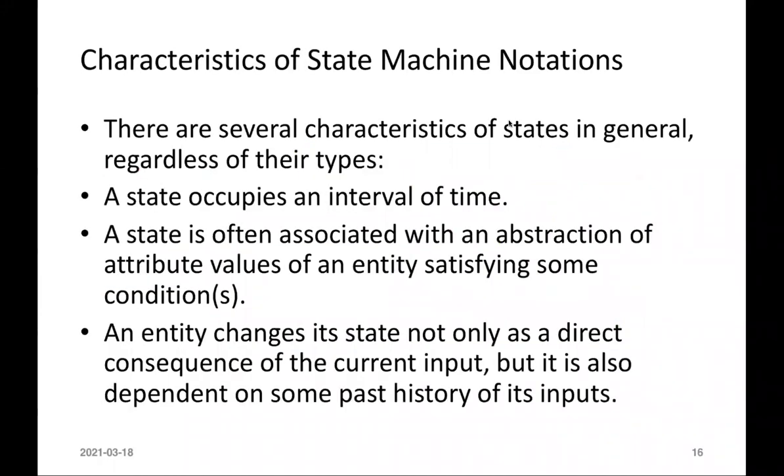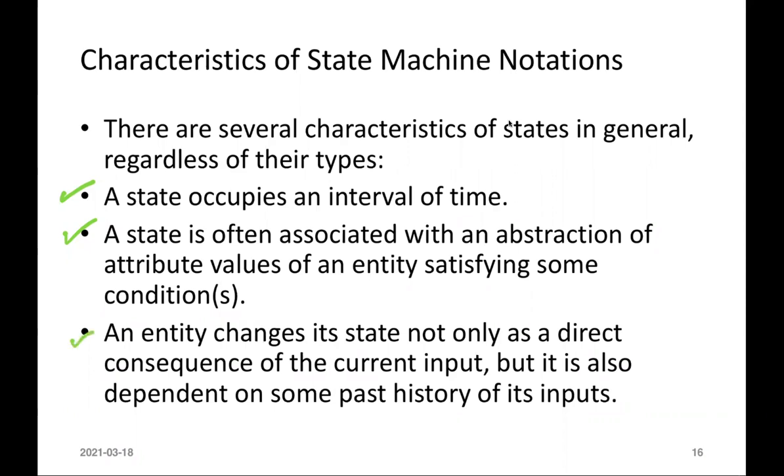As a matter of fact, there are several characteristics of a state in general, regardless of its type. A state occupies an interval of time. A state is often associated with an abstraction of the attribute values of an entity that satisfy certain conditions, and I'm going to show you an example in the next few slides. Also, an entity changes its state not only as a direct consequence of the current input, but also depending on some past history of the input.